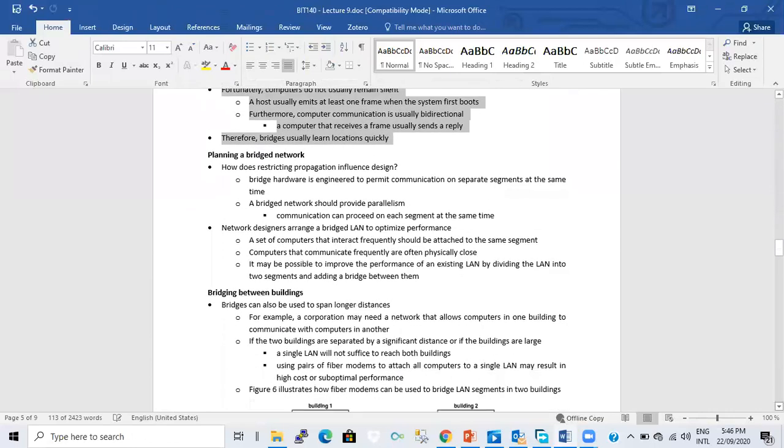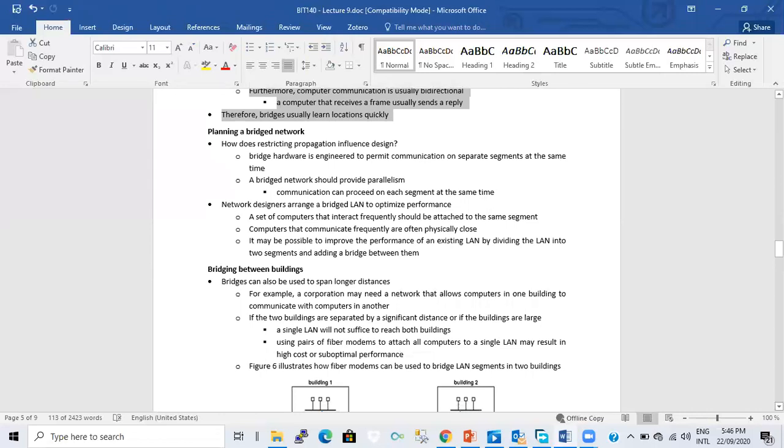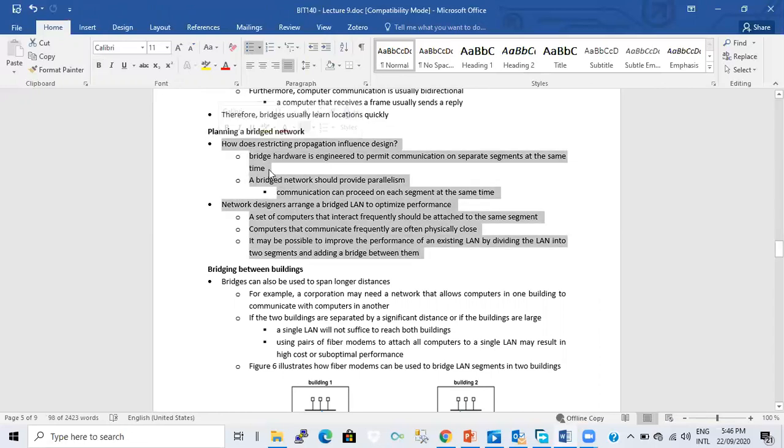Okay, here we are also saying you can read more, or now you can plan for a bridge network. So how does restricting propagation influence design? Mostly I won't ask you questions here, but I expect you to just read through on how you can plan for a bridged network, okay?